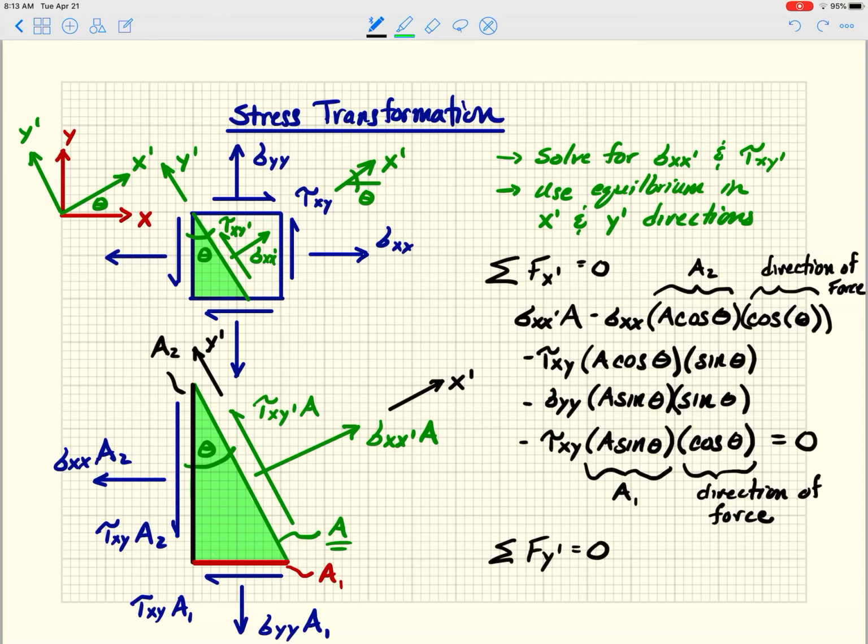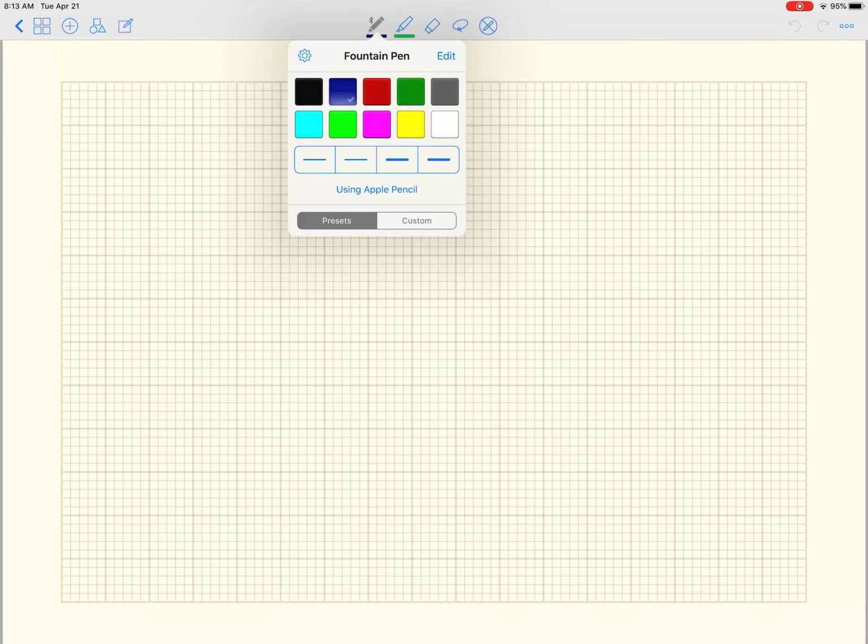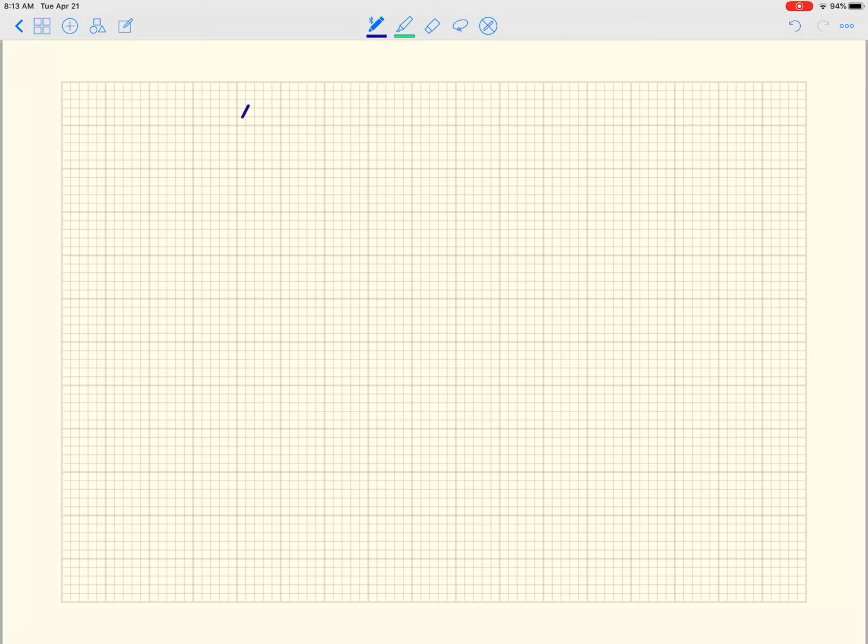What we're going to end up with, so I'm sort of waving my hands a little bit, if you want to see the derivation, it is in your book. You can also Google it. It's all over the place. What's important here are these final equations. So I'll do it in blue again. Maybe I'll just write them: these are the final stress transformation equations.